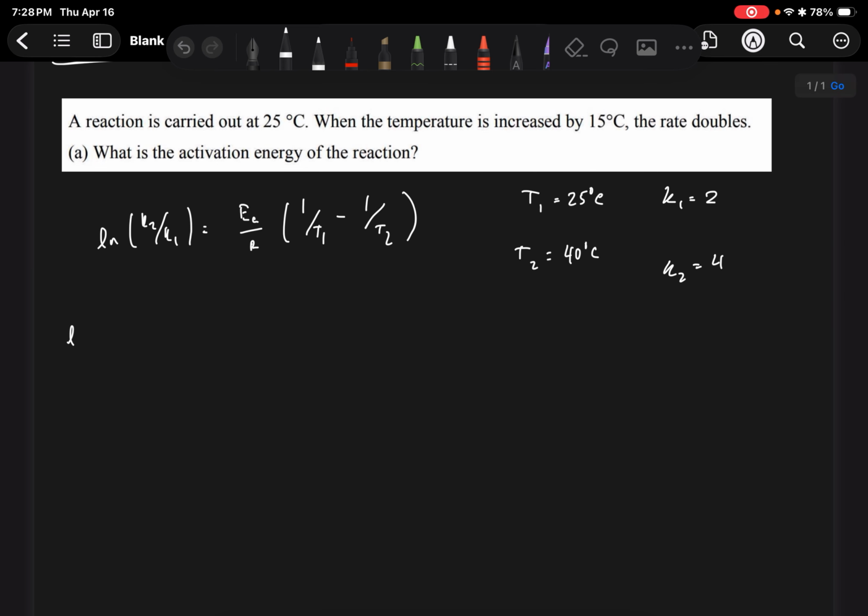We'll find out. So ln 2, because 4 divided by 2 is 2, is equal to EA over R times (1 over 298.15 Kelvin minus 1 over 313.15 Kelvin). I believe we have to do this in Kelvin, if I'm not mistaken. Ah, yeah, we do.